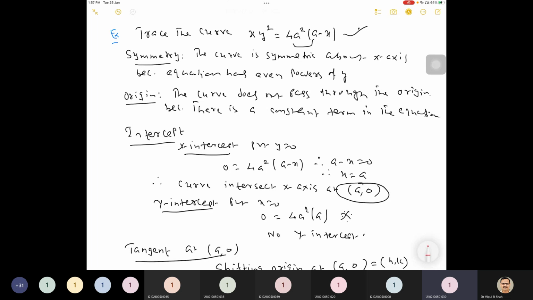So let us first discuss about the symmetry. See here y square is there. So the curve is symmetric about x-axis because the equation has even powers of y. Yes or no? So write down that symmetry. You will get one mark for one point, so that you will get a 5-6 marks question. Symmetry નું આટલું લખો એટલે 1 mark.